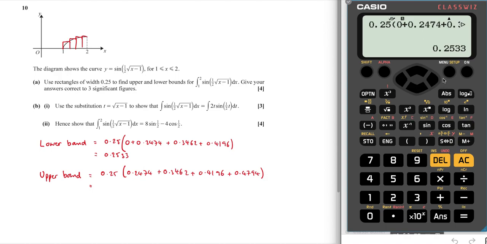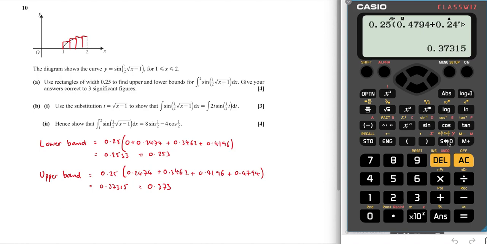For my upper bound, I'm just going to use the replay function because I don't want to type all that in again. You could just leave the 0 in. I'm going to adapt it to make the last one 0.4794, and all the rest of it's the same. In this case, my upper bound is 0.37315. Give your answers correct to 3 significant figures, so that means I'm going to have 0.253 and 0.373.